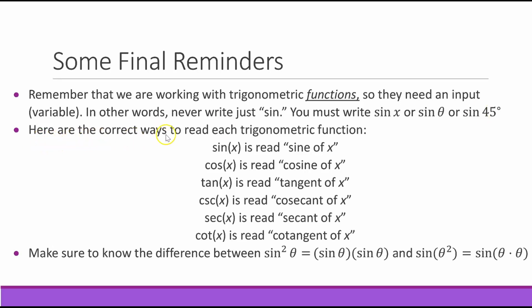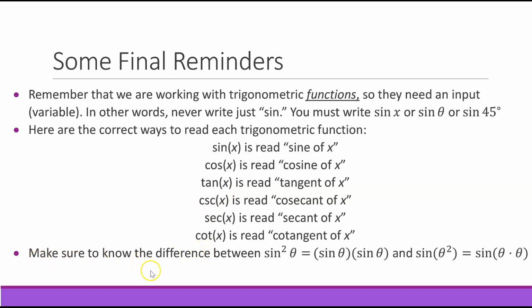Second, here are the correct ways to read each trigonometric function. So we have sine of x, cosine of x, tangent of x, cosecant of x, secant of x, cotangent of x. So it may seem basic, but I've heard students in the past say x instead of cosecant x. So I want to just make sure that I'm making it clear how these are read aloud.